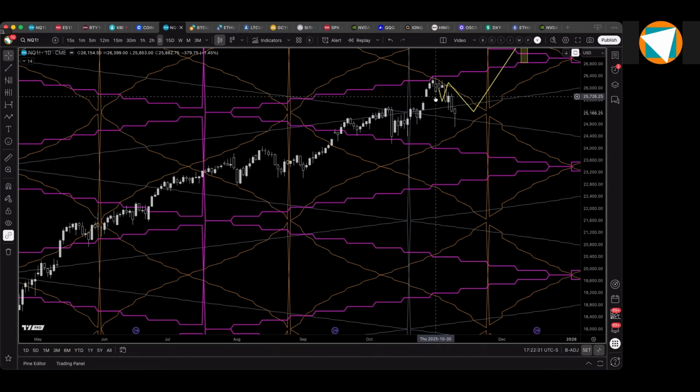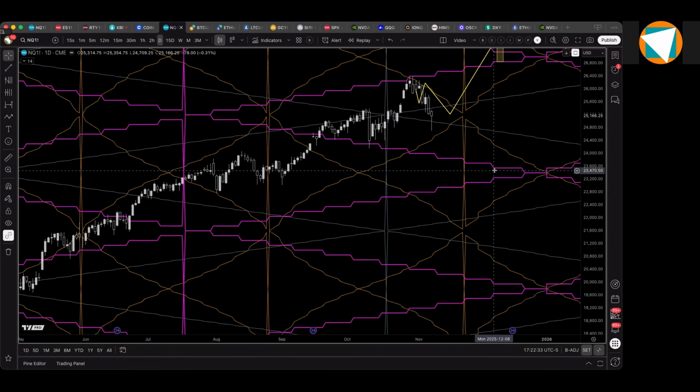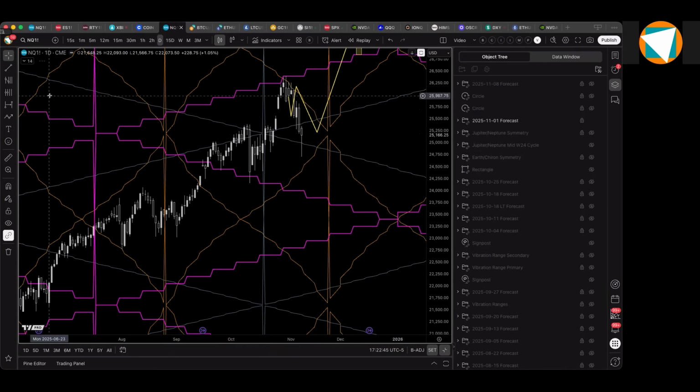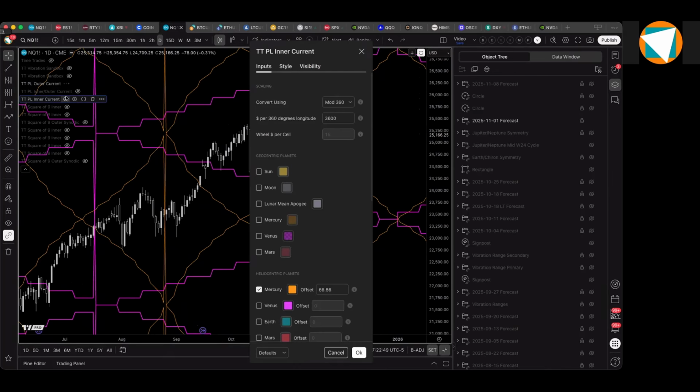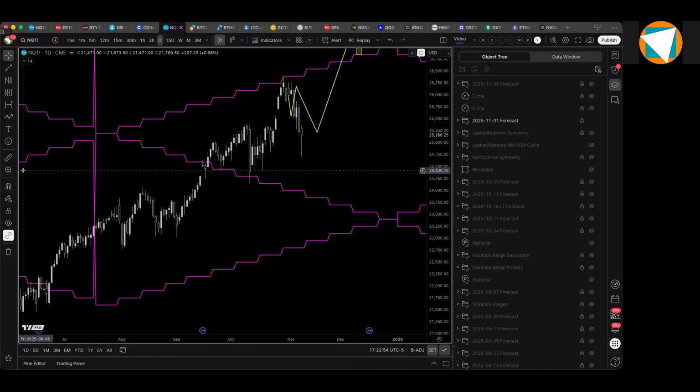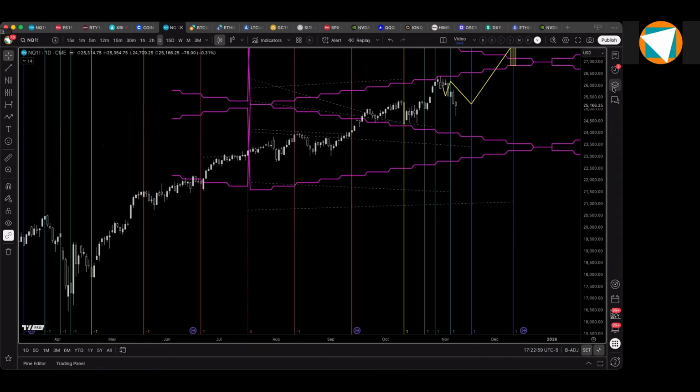So let's take a look at a couple things. I want to take a look at symmetry, okay? On this chart, I'm going to focus in on symmetry relative to Jupiter, Neptune. Let's just declutter the chart a little bit. I'm going to turn off all these other planetary lines, and I'm going to keep Jupiter, Neptune on there. All right, and I'm going to turn on Jupiter, Neptune symmetry.